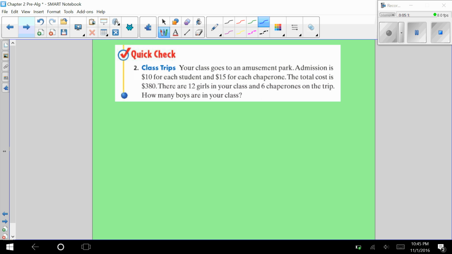So to set up this equation, I'm going to start with the chaperones. There are 6 chaperones, and each one pays $15. So 6 times 15 is how much I pay for chaperones. Plus, I'm going to pay $10 for each student. Well, I don't know how many students there are. I do know there are 12 girls, and there are some boys. That's going to equal my grand total amount, which is $380.